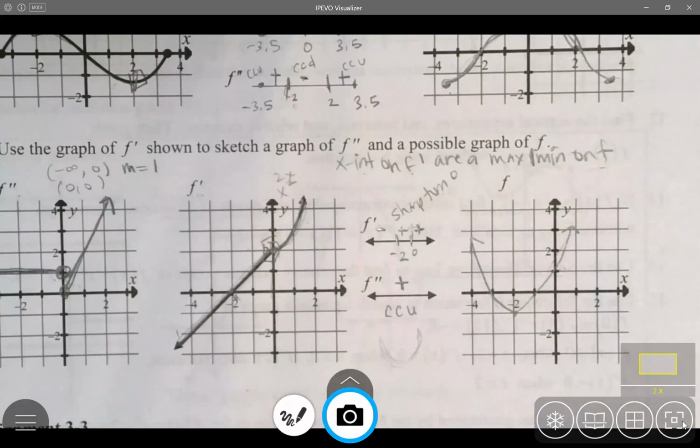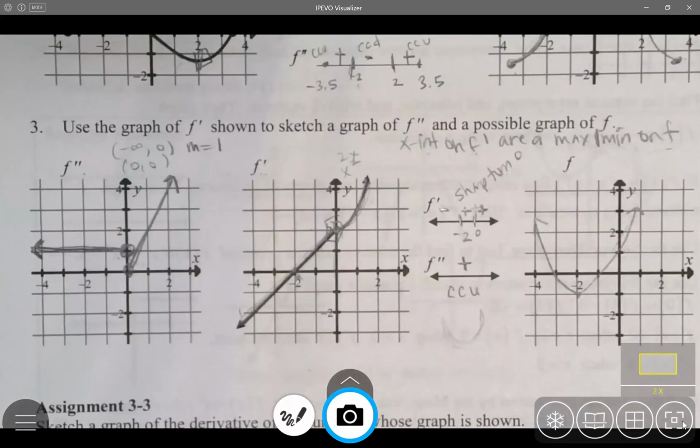So this is what you do on these. You have to just analyze it one little thing at a time. You cannot rush it. And you just go through those steps. Okay? All right, let me know if you have any questions.